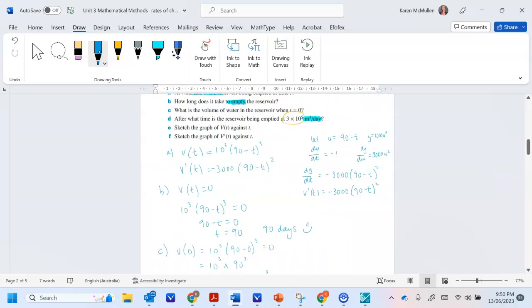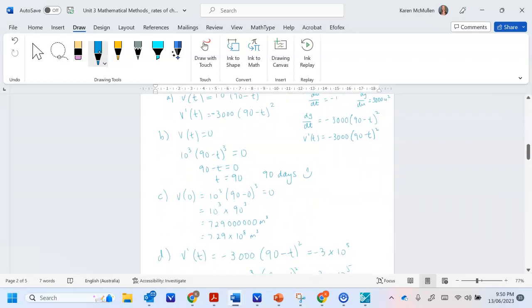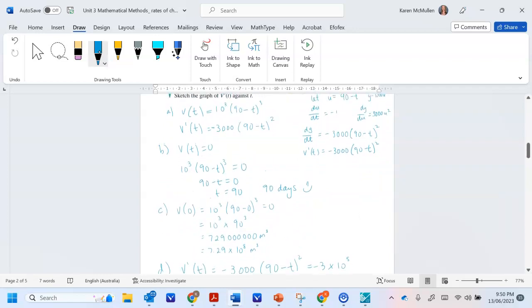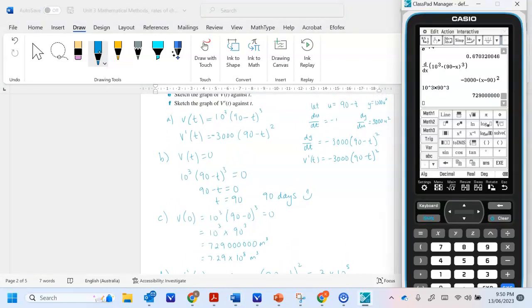All right, so we're going to be sketching now. So I'm just going to do that on Desmos. You could do it on your calculator if you want to. Oh, let's do it on the calculator because you don't have Desmos on your exams. Okay, so let's go to the calculator.